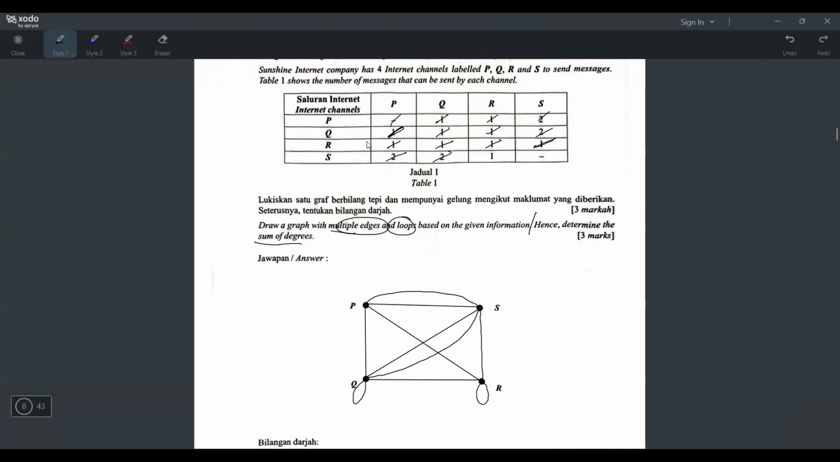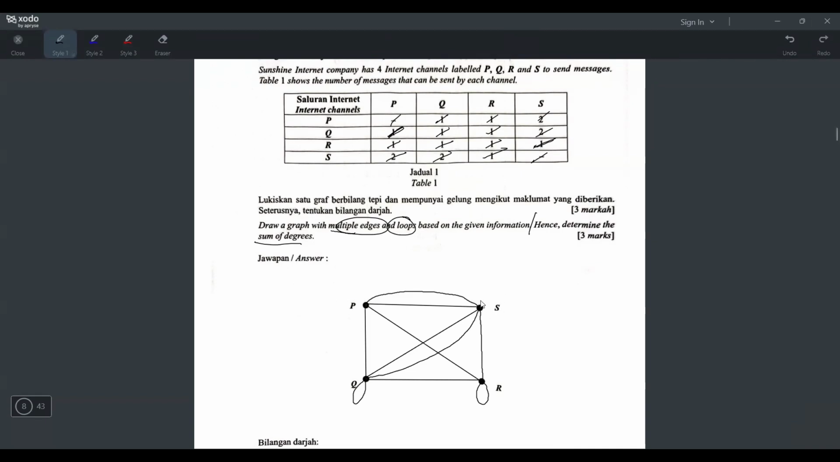Okay, two lines need to join S to Q. Two lines joining S to Q. Already have two lines. 1, 2. So can skip also. And then the last one, one line needs to join S to R. One line has to join S to R. So one line joins S to R. It's already done, skip. And then the last one, S to S, they put 0 here. So 0 means no line going from S to S.